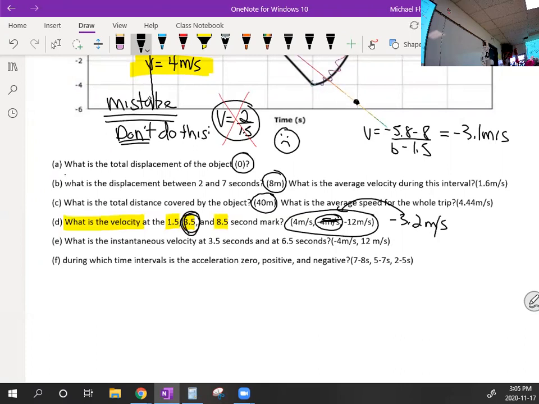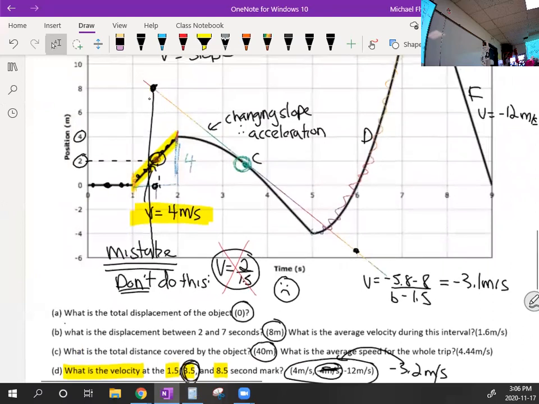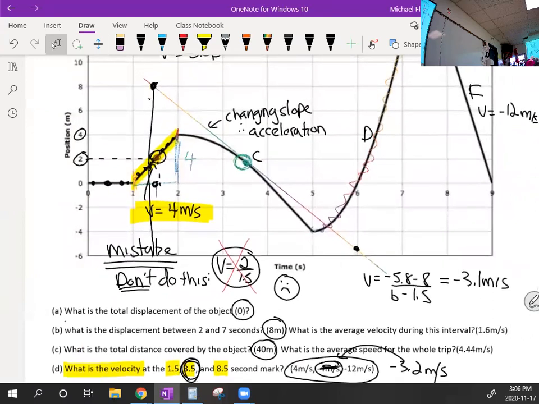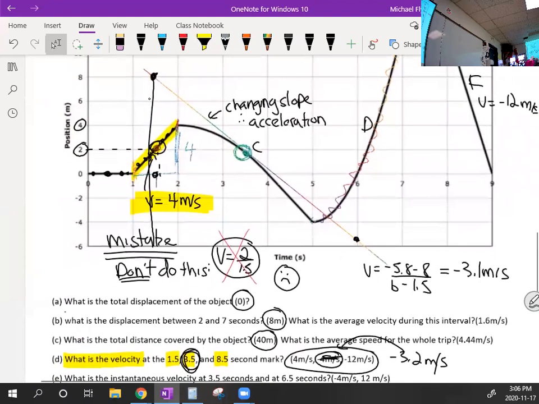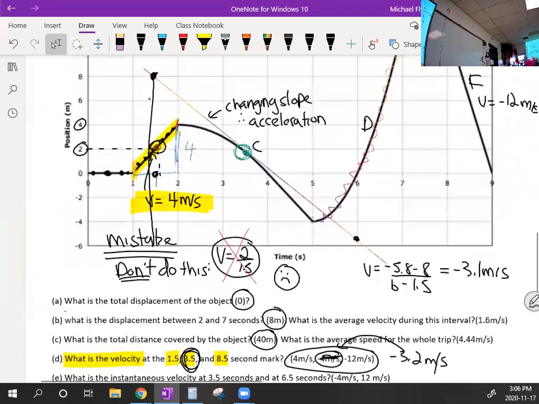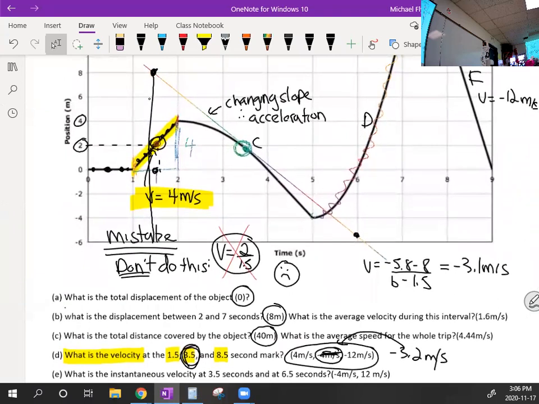Okay, but yeah, see how I did that? It's the slope on a curve. Slope on a curve, you have to draw a tangent line, which my rainbow line there is. Then you find the slope of that tangent line, and that tells me the velocity of the object at an instant at 3.5 seconds. Okay, so that's how you do slope of tangent on a graph like this.